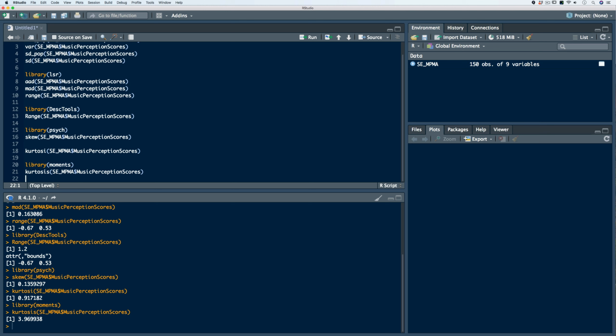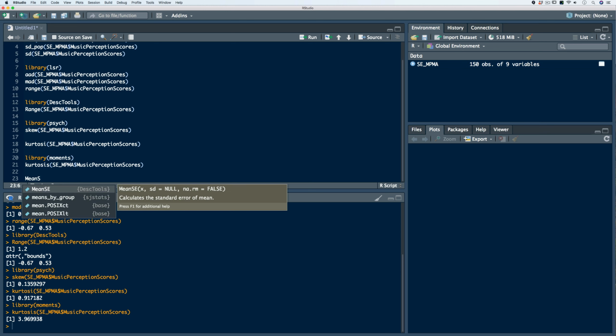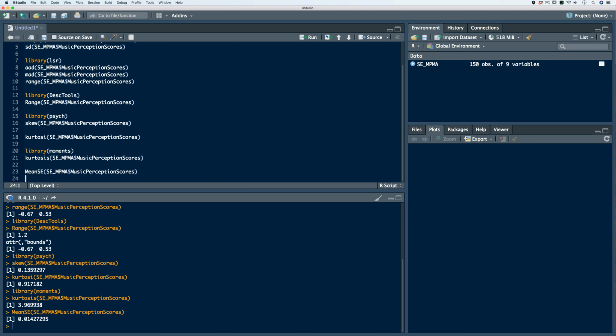Now next is the standard error of the mean, or sometimes just more simply referred to as the standard error, and it's a precision measure of how representative the sample mean is of the population mean. And we're going to explore this in much more detail when we talk about simple linear regression. And in order to calculate the standard error of the mean, we're going to use the MeanSE function from the DescTools package. We already have DescTools loaded, so we don't need to load it again. Note here that it's coming from the DescTools package. And we'll pass in our music perception scores variable. So the standard error of the mean is 0.01.